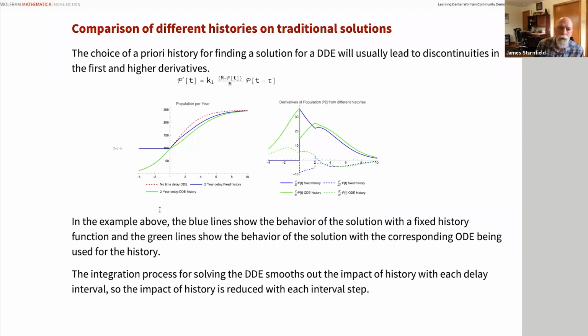If we use different histories, we will get slightly different curves for this particular problem. Because there's a discontinuity between the history and the curve we're generating, we get these changes in the slopes in the derivatives. The dotted lines are the second derivatives. And depending, like the blue is a fixed history. But eventually, as we go further and further in steps, that smooths out.